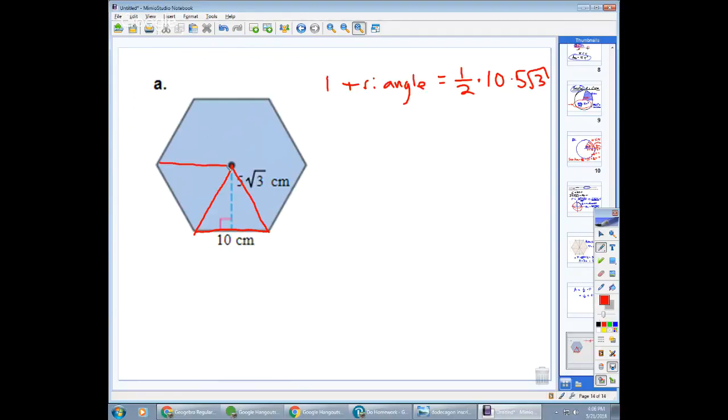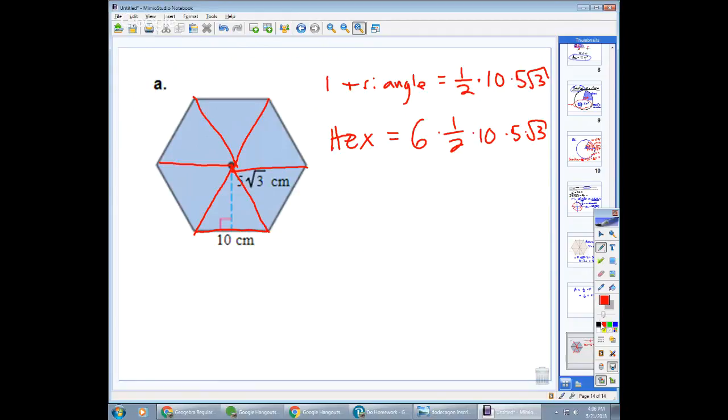How many triangles do we have? We have 6 of them. Yeah, so the area of the hexagon is going to equal 6 times all of that. All we have to do is clean that up. And that's essentially the formula we came up with. We've got the side length times the number of sides, and then we have 1/2 of the apothem times that.